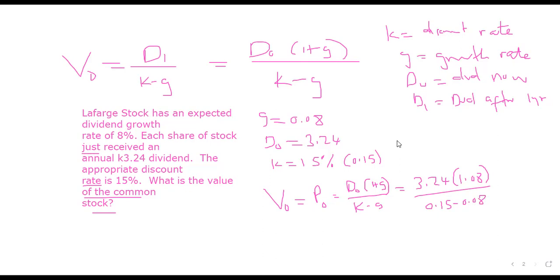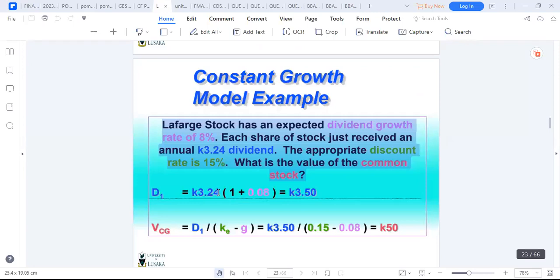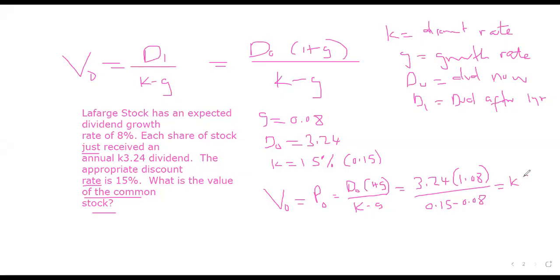So we want to calculate the value of stock now. When you calculate the D1, it is D0 times 1 plus growth. It's going to give you 3.5. Then K minus G is 15% minus 8%. So we're going to calculate the value of stock as 50 kwacha. So this is a computation of the value of stock using the constant growth model.